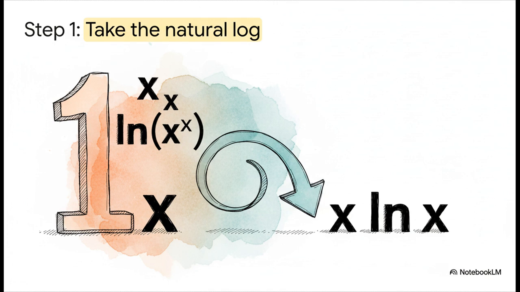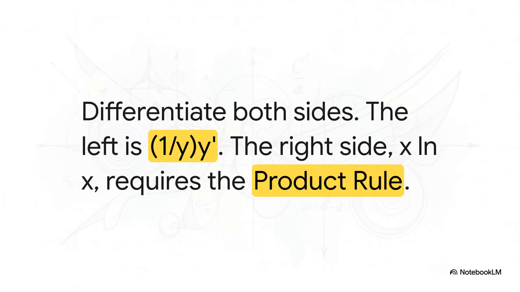And this is the magic trick right here. That exponent x just comes down in front. Suddenly, our equation is ln of y equals x times ln of x. See? So much better.